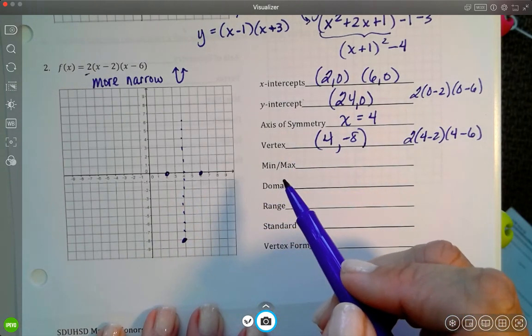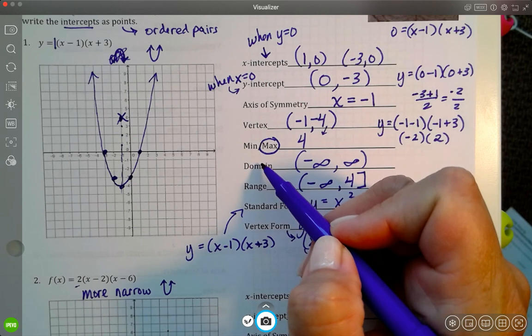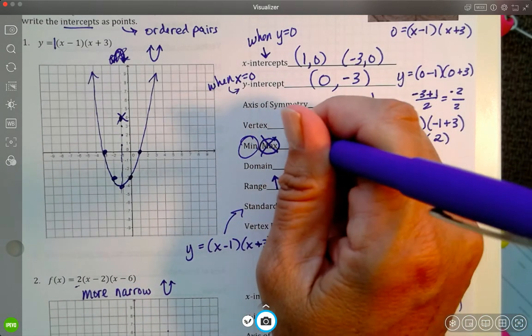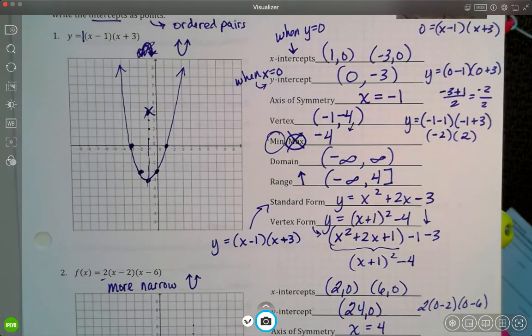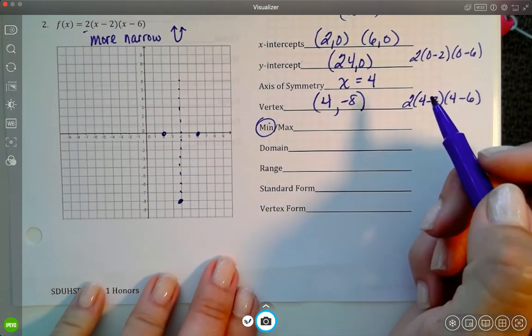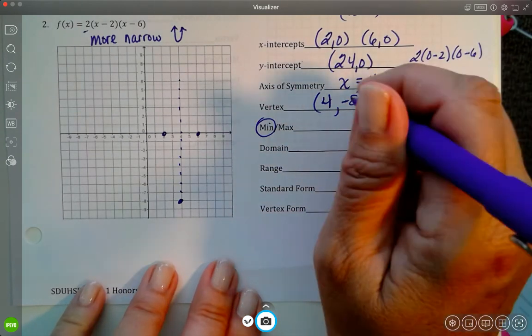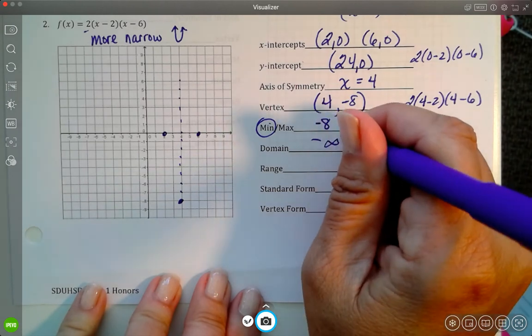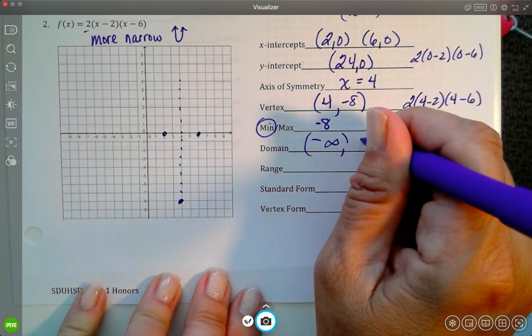Oh, and back up here, I need to change this. Remember that I made a mistake? I had a minimum, and it was negative 4. Okay, so I do have a minimum on this one also, because it opens upward, and my minimum is negative 8. What's my domain? Negative infinity to positive infinity.